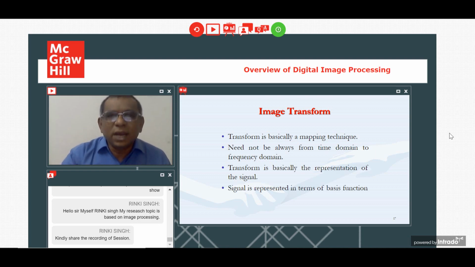So the fundamental idea here is we want a representation. The representation is done through basis functions. Different basis functions give rise to different transforms. It is not always necessary that we are moving from the spatial domain to the frequency domain.